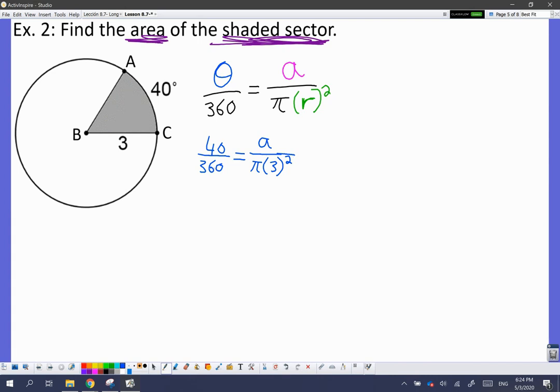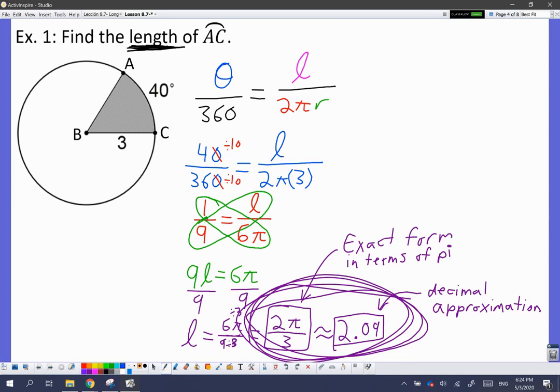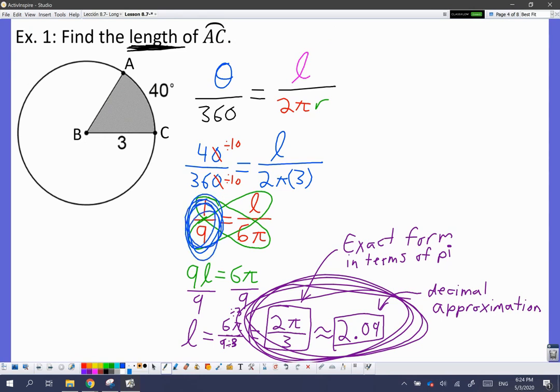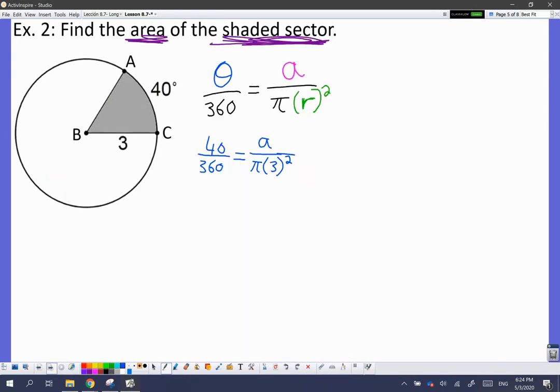Now, just like before, if I can reduce everything that I can right now, it's going to save me a lot of trouble later. So 40 over 360, we already reduced that over here. Now I already know that's going to be 1 over 9. And in case you didn't notice, it's over here. So I already know that 40 over 360 reduces to 1 over 9. So I'm just going to copy that down. Let me do this step in a different color. Change your color, bro. There we go. So 1 over 9 equals A over pi 3 squared.